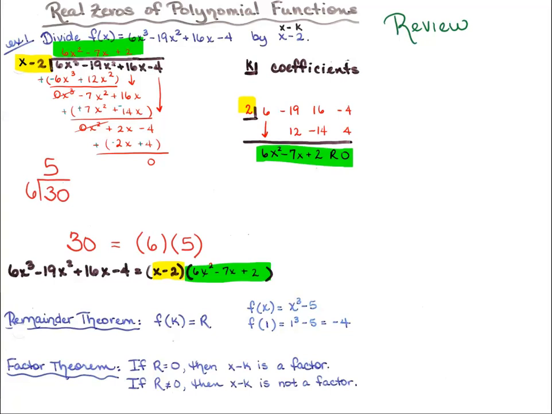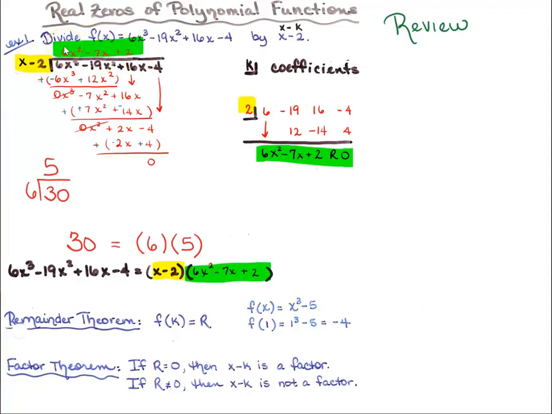In section 5.5, we're continuing with what we looked at in section 5.4. So let's review for just a second the polynomial long division that we were doing in our last section. If you'll remember, we were dividing something like this cubic by x minus 2, and we got this quadratic.